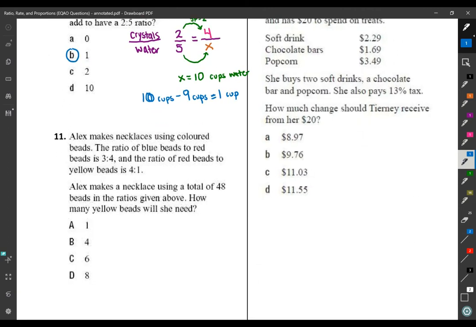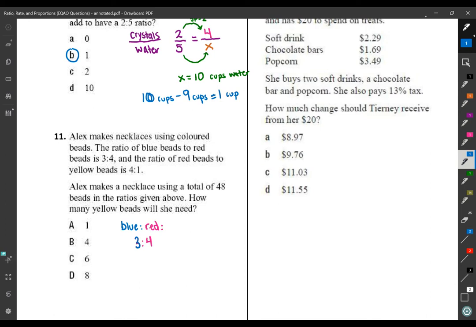Next question. Alex makes necklaces using colored beads. The ratio of blue beads to red beads is 3:4, and the ratio of red beads to yellow beads is 4:1. Okay, so blue to red needs to be 3:4. So for every 3 blue beads, he needs 4 red beads.